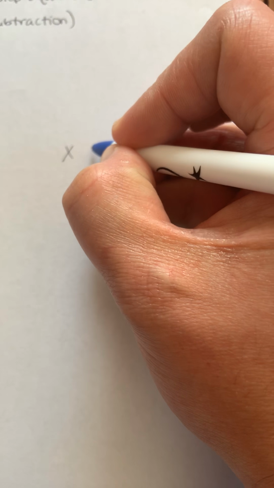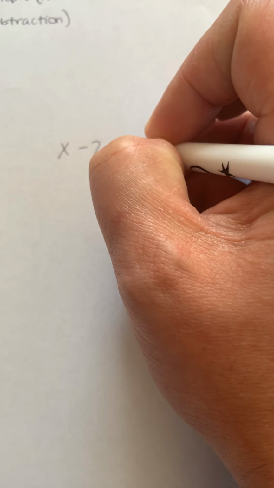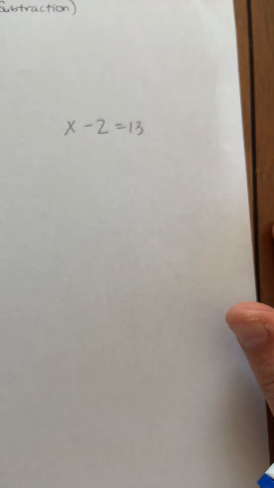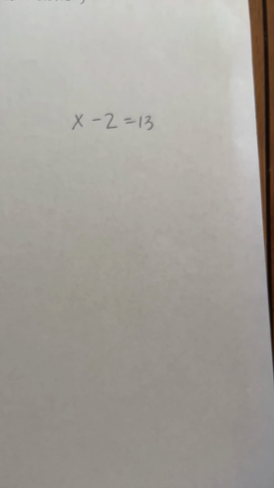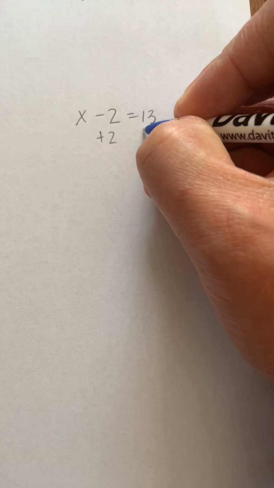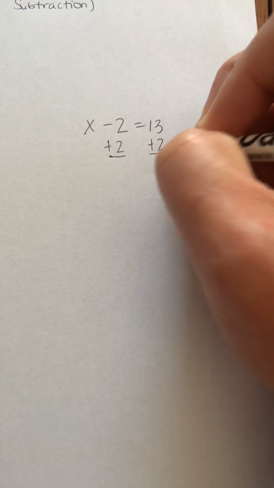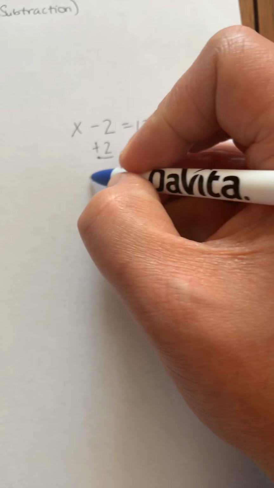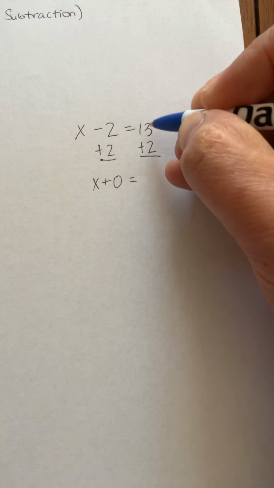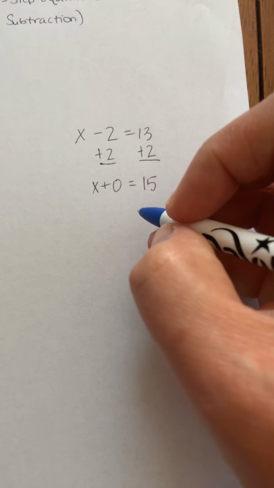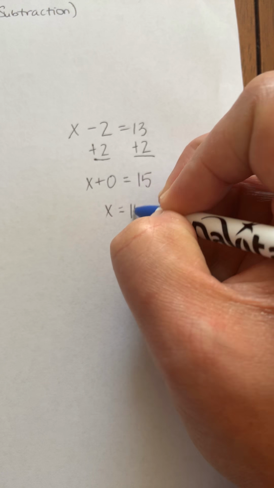For example 3, let's try x minus 2 equals 13. Now in this example we have subtraction, so we want to use the inverse operation of subtraction, which is addition. To get rid of subtract 2, we have to add 2 to both sides of the equal sign. The point of adding 2 is because I have negative 2 plus 2, which is 0. X plus 0 equals 13 plus 2 is 15. X plus 0 is the same as x, so I have x equals 15.